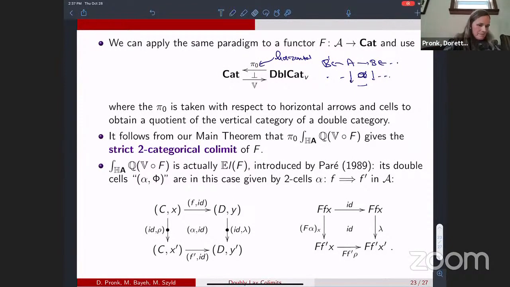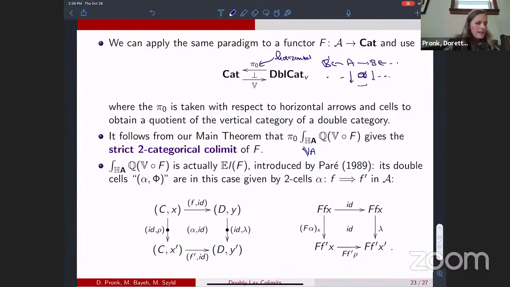And it follows from our main theorem that if I take pi naught of HA with Q of V after F, then I get the strict 2 categorical colimit of F. So when we did the V, when we had the VA here, and of course no pi naught in that case, we were getting the lax colimit. Taking pi naught with the H gives us the strict 2 categorical colimit.